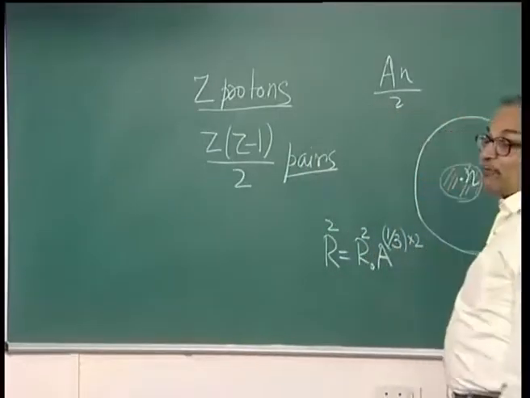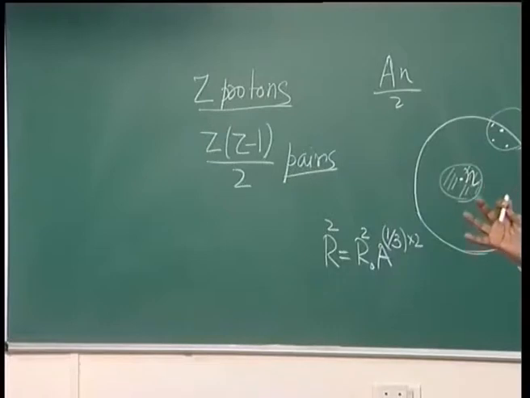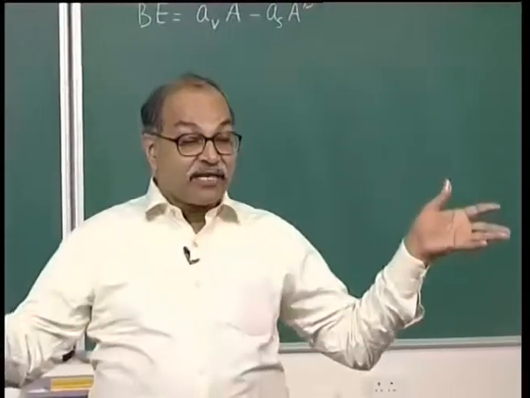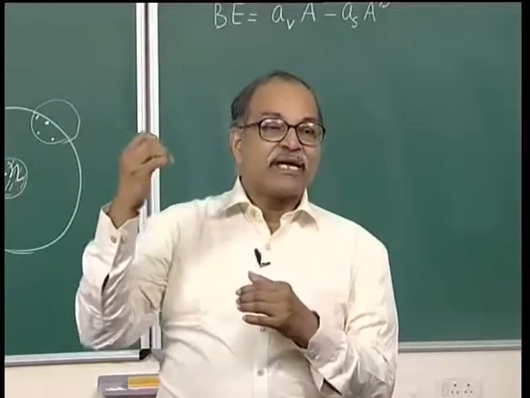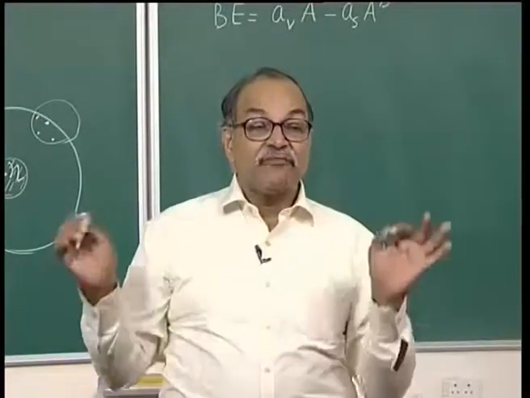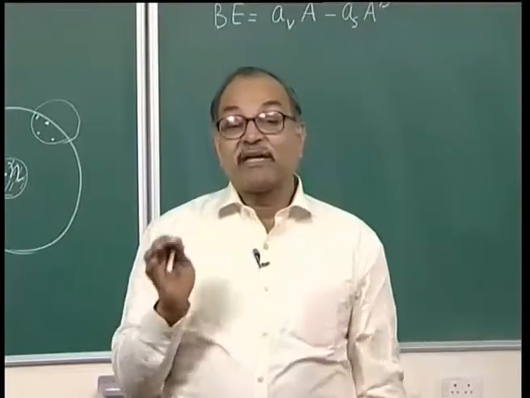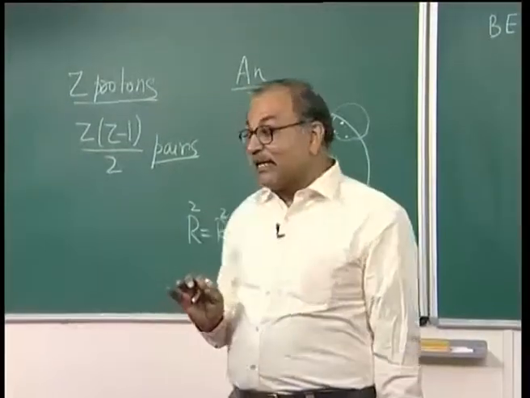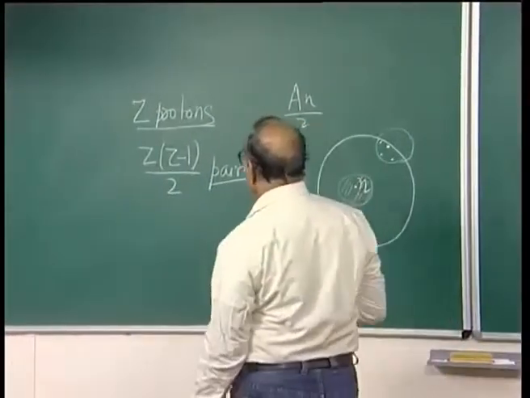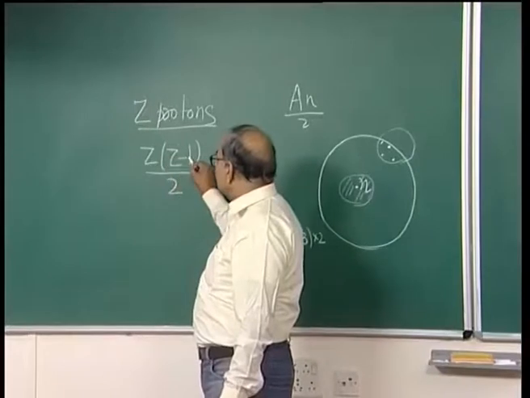Will all pairs contribute towards this Coulomb part of the binding energy? Yes, it will, because the Coulomb force is not a short range force. Coulomb force is 1 by r square type. It gradually decreases as r increases. The force is like 1 by r square. The potential energy of a charged pair goes as 1 by r. So all the pairs will contribute, and so it should be proportional to Z into Z minus 1 by 2.